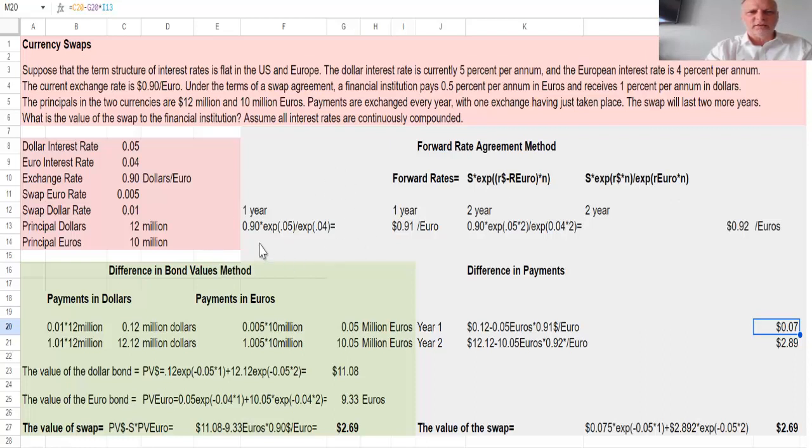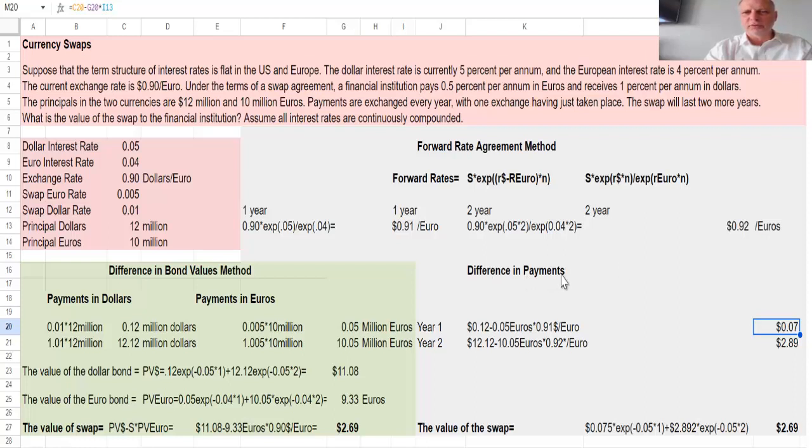Doing this mathematically, we have $0.9 per euro times the exponent in 1 year of 5% in dollars divided by 4% in euros gives us the 1 year forward rate of $0.91 per euro. For 2 years, it's going to be 0.9 times exponent of 5% times 2 divided by exponent of 4% times 2, and that's going to give us $0.92 per euro.